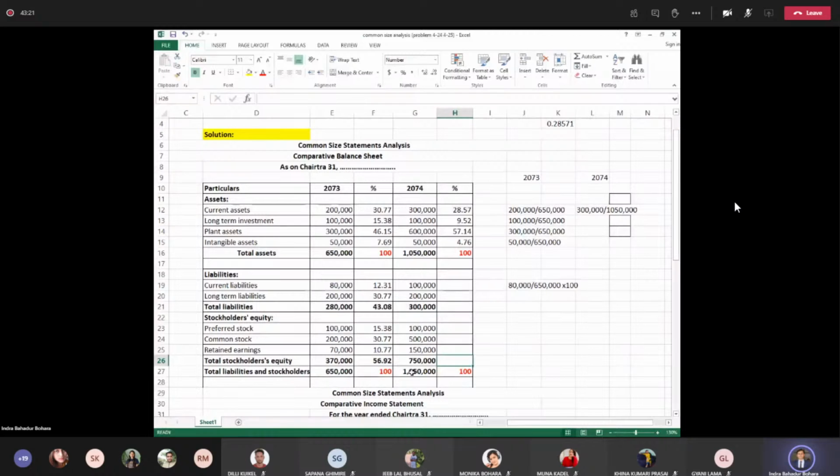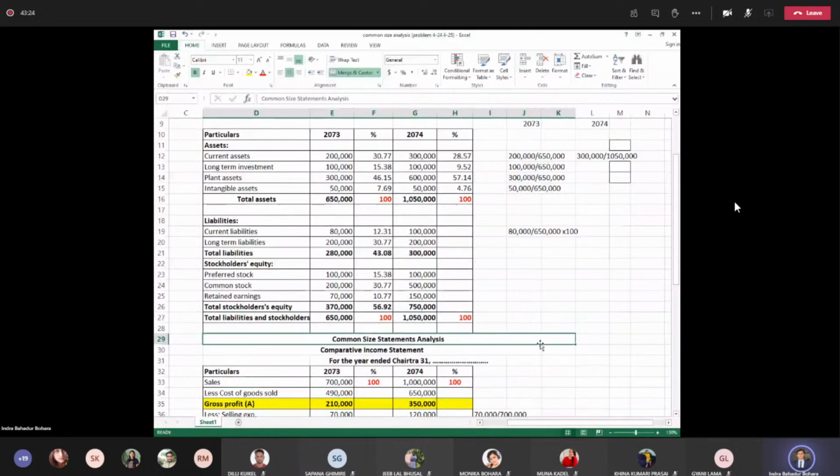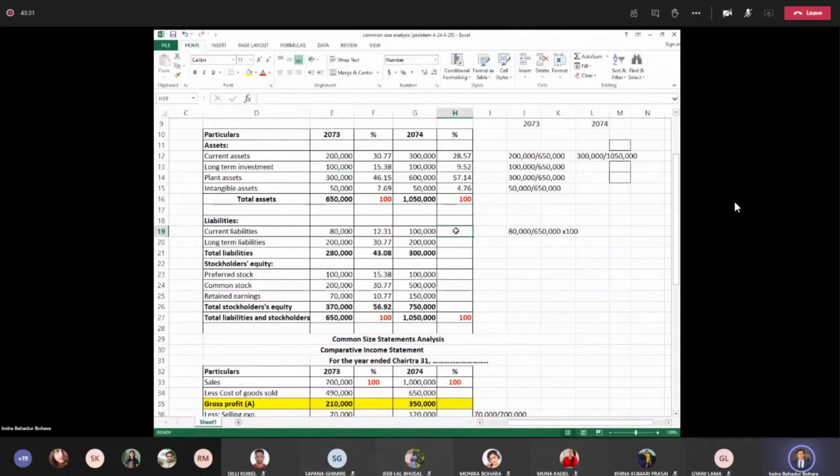Similarly total liability and equity is 10,50,000, and calculate the percentage of 1 lakh rupees divided by 10,50,000 multiply 100. It is 9.52.